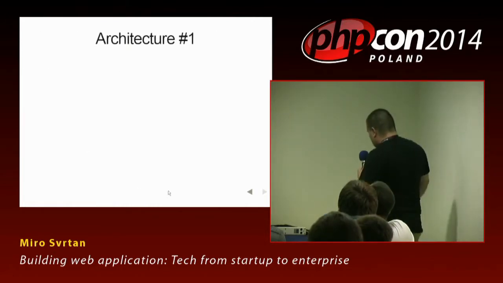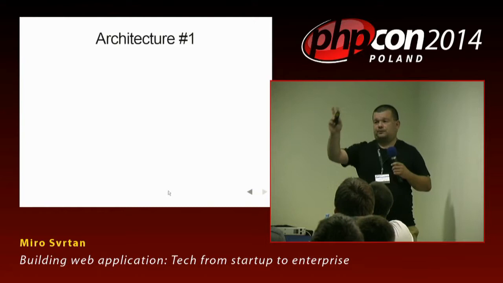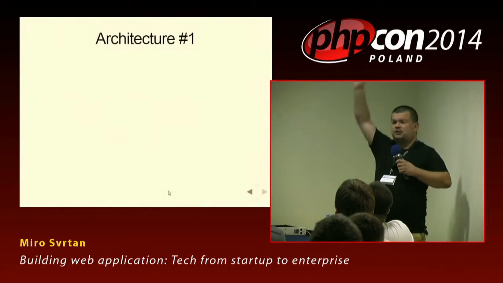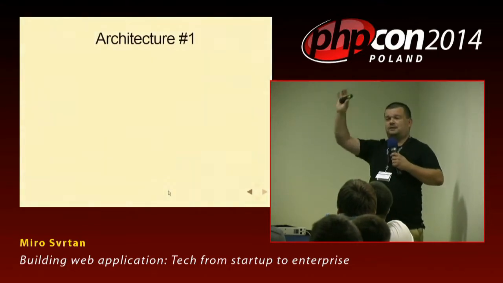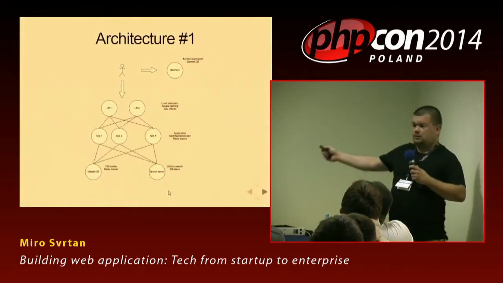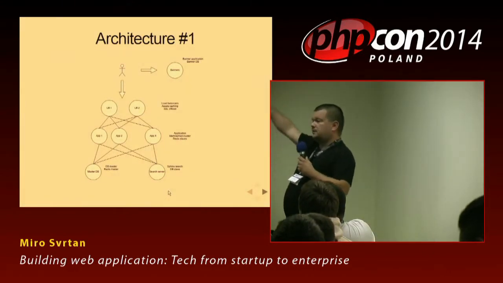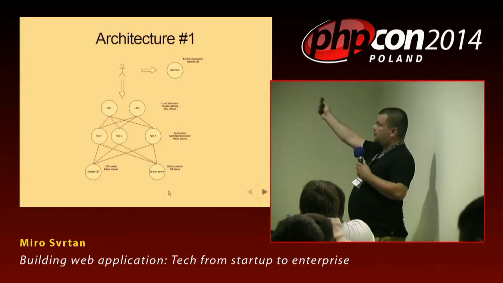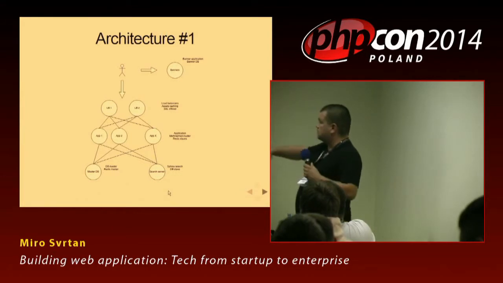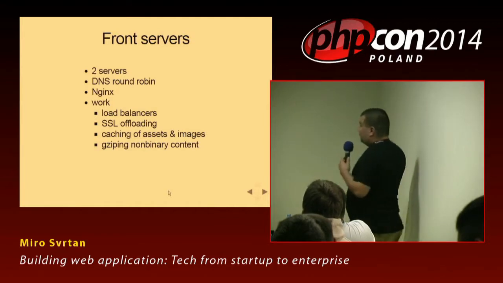So how many of you are working on an application that has more than two servers? Okay, can you raise your hands a bit more, because I'm seeing a few. Okay, so we're using a pretty generic setup where our visitors have two front servers in front of them and some number of application servers behind, a master MySQL server and the Sphinx search server. So I'm going to just run through what each of them does.